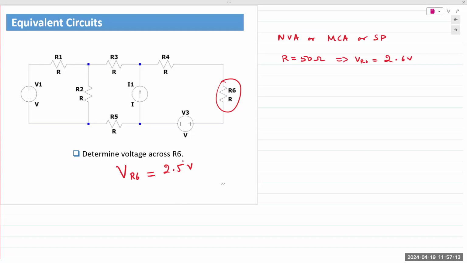So you rerun the analysis with a different value of R6, let's say 30 ohms. Now VR6 has fallen below, and you might get 2.4 volts. So you try a third value, and a fourth value, and a fifth value. You perform multiple calculations, multiple analyses, until you arrive at a value of R6 that would make VR6 fall within a certain spec.